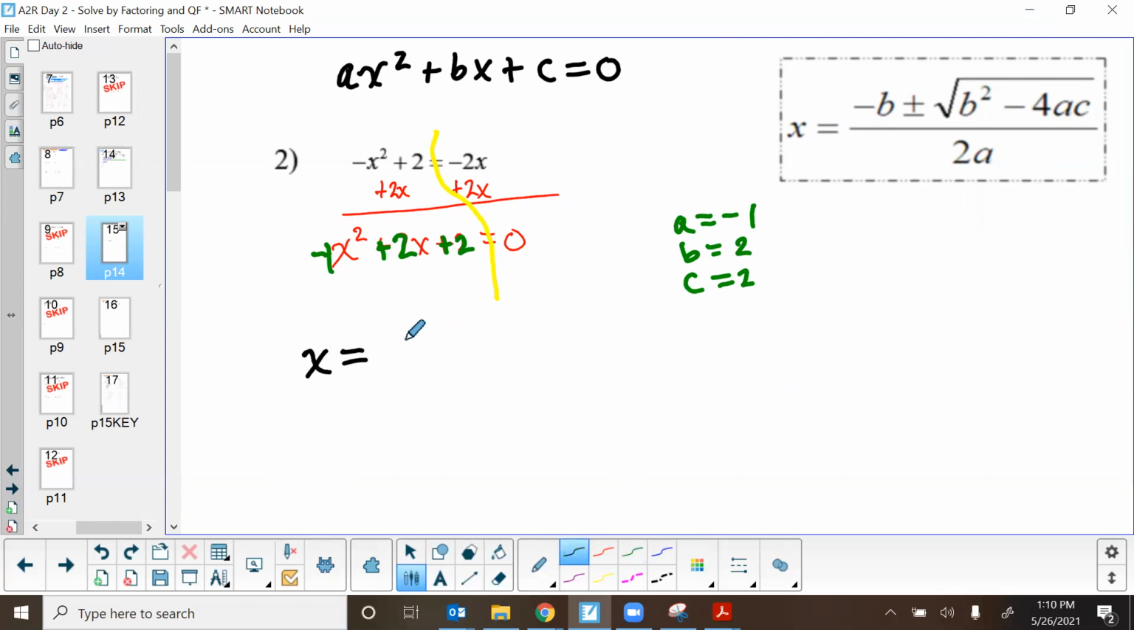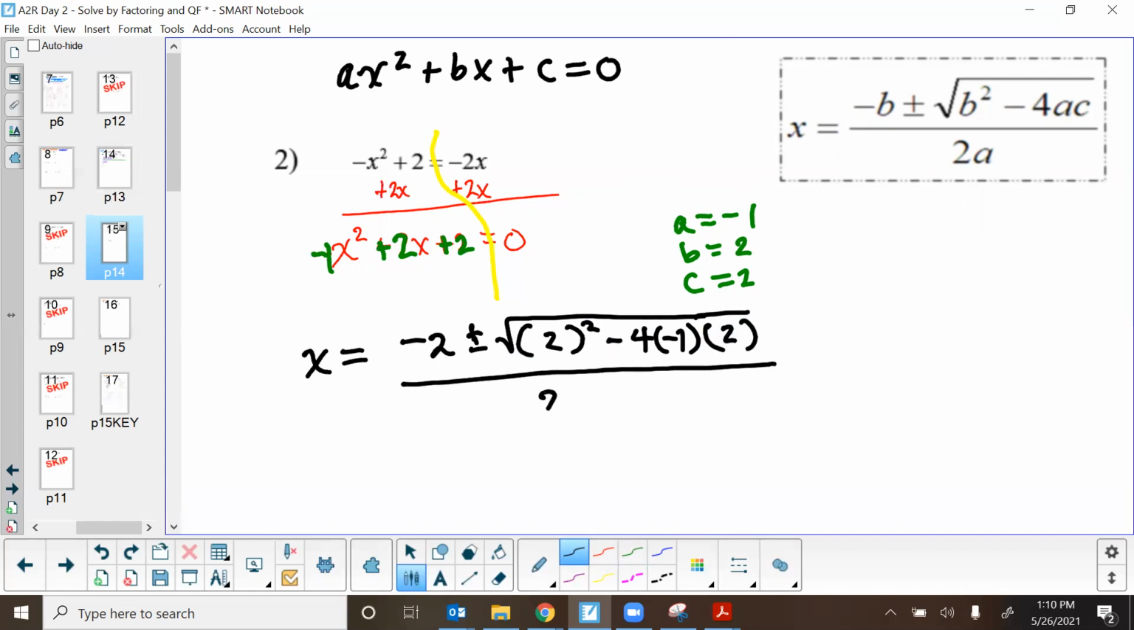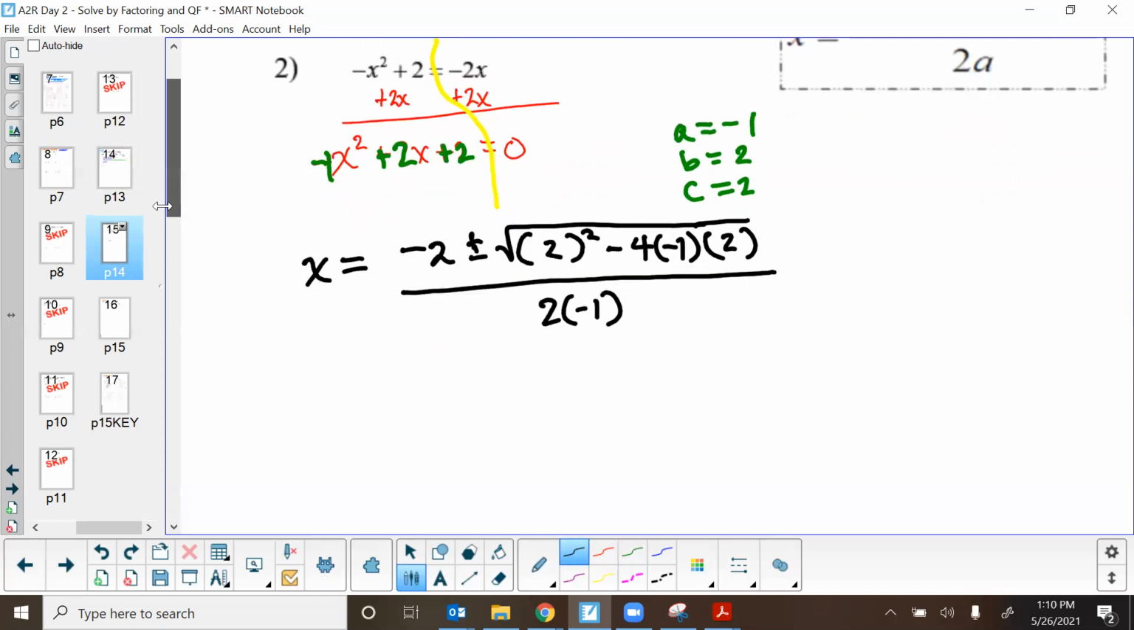So x equals the opposite of b, so negative 2. If this was already negative, it would become a positive. So negative 2 plus or minus the square root of b squared minus 4 times a times c. Now all of that is under the square root. So a is negative 1 and c is 2, and then it's all over 2a. It was not quite the same without singing it.